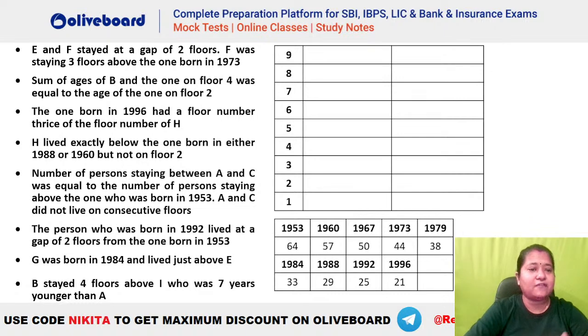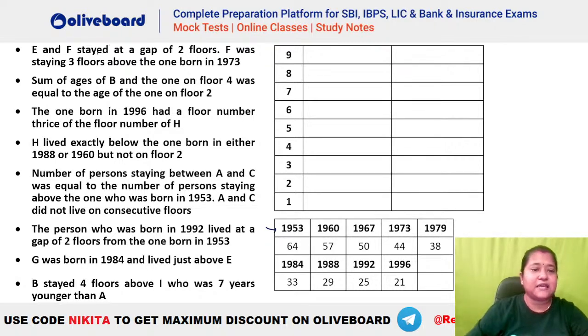Okay, so we have all this information that we have 9 people who are born in 9 different years. You can see I have already written down the age calculation: the person born in 1953 is 64 years old, 1960 is 57, 1967 is 50, and so on, right? That is the age calculation that you have to do as per 2017, right?